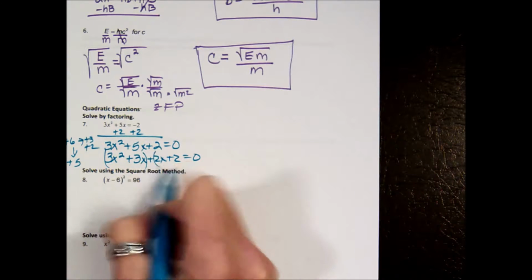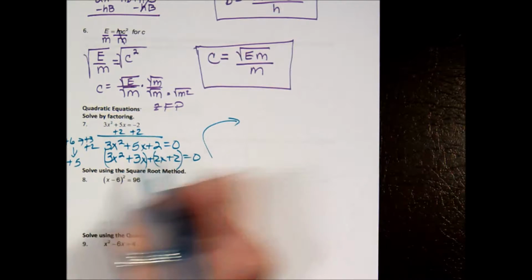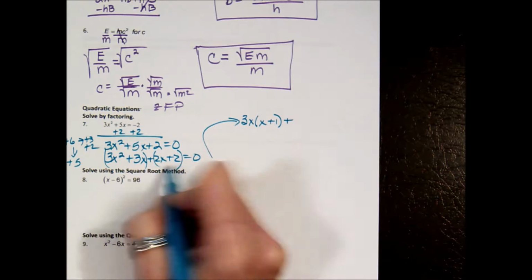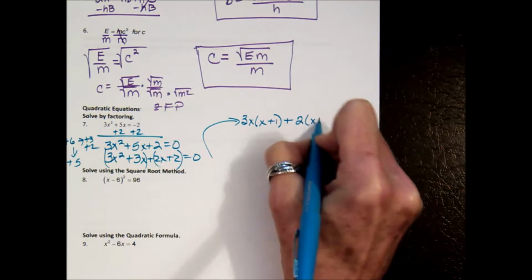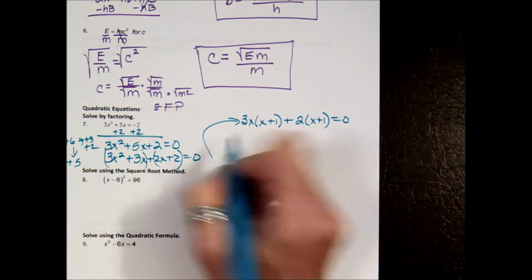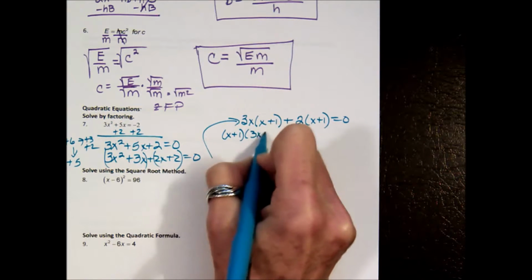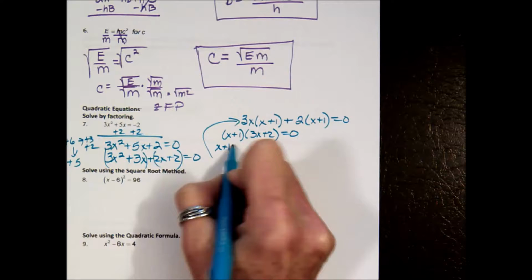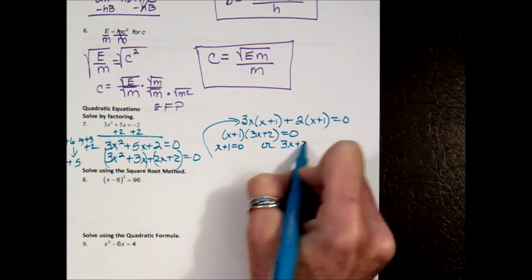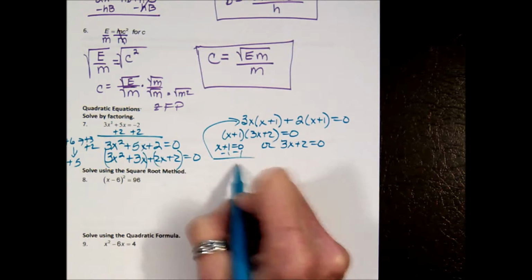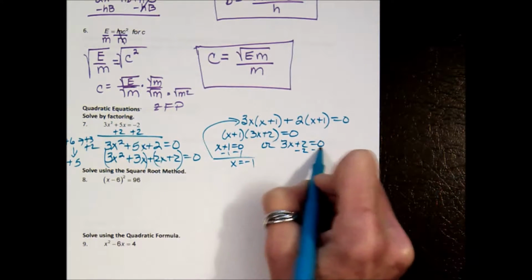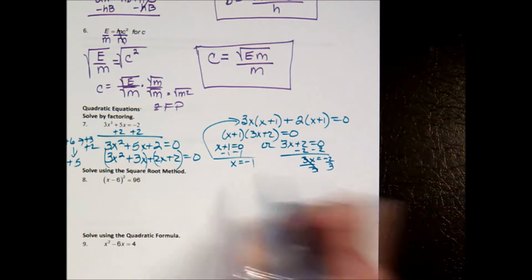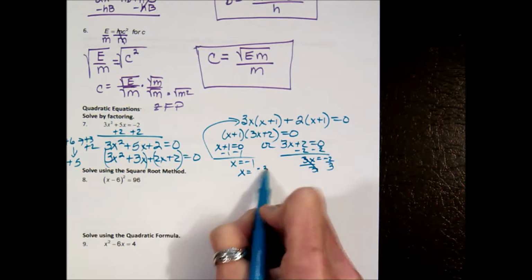Now we group and factor out the GCF. GCF of the first binomial is 3x, and we are left with x plus 1. GCF of the second binomial is 2, and we're left with x plus 1. So my factors are x plus 1 times 3x plus 2 equals 0. Using the zero factor property, either x plus 1 equals 0 or 3x plus 2 equals 0. Here I subtract a 1, x equals negative 1. Here I subtract a 2 and divide by 3. So I have x equals negative 1 or x equals negative 2/3.